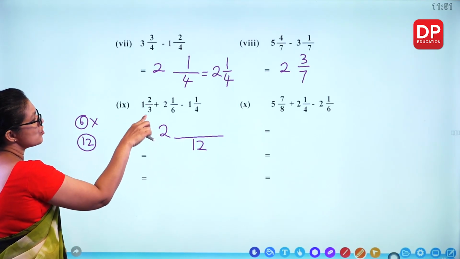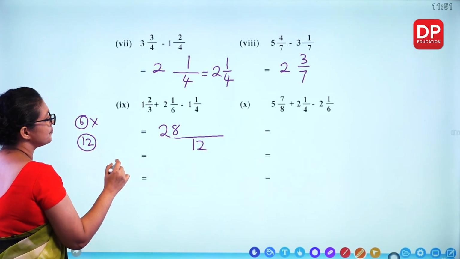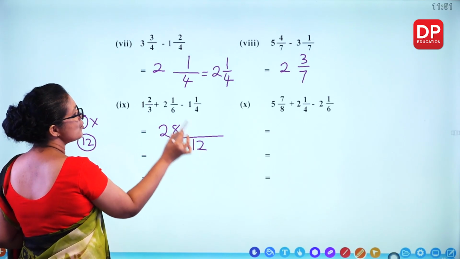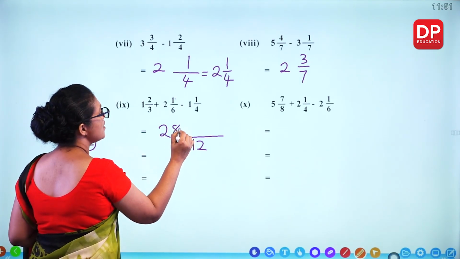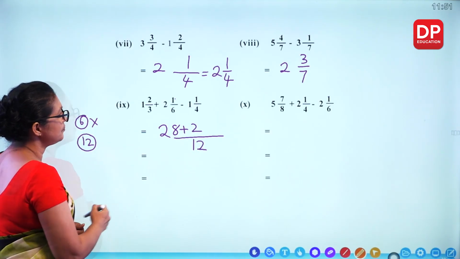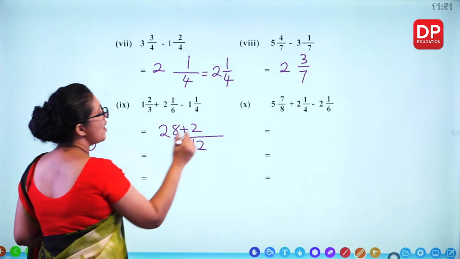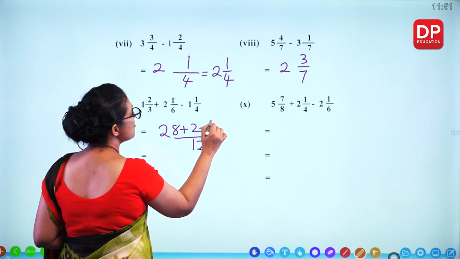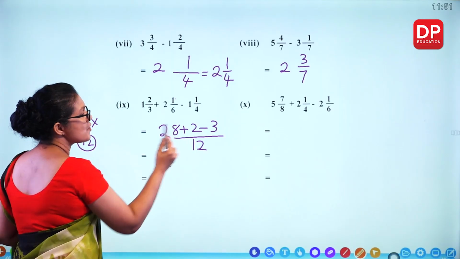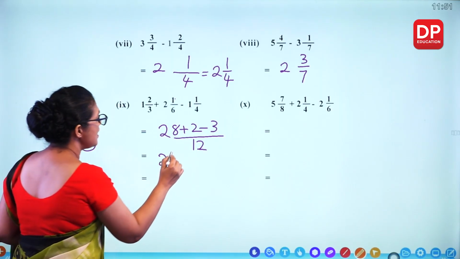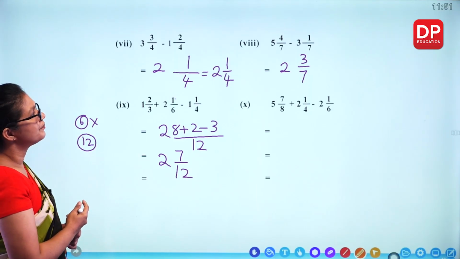Find the equivalent fractions. 4 times 2, 8 here. How do you get 12 from 6? Multiply by 2. So 2 times 1, 2. 4 times 3, 12. So that means 3 times 1, 3. So this is subtracting 3. Now 2 is there. 8 plus 2, 10. 10 minus 3, 7. So 7 over 12.